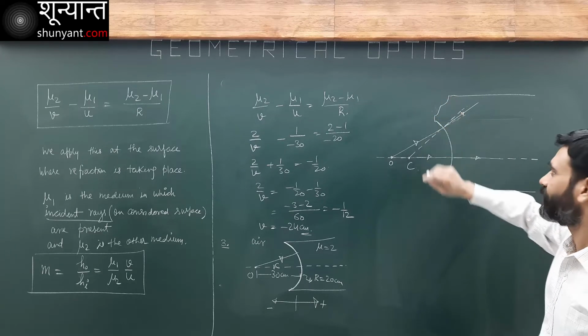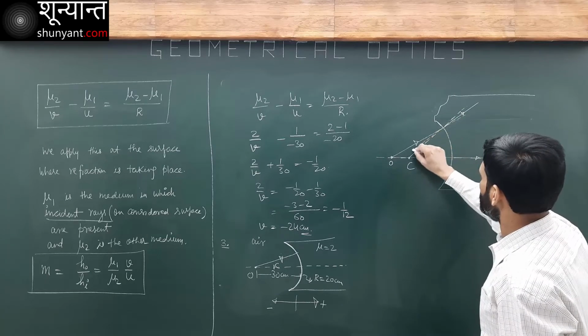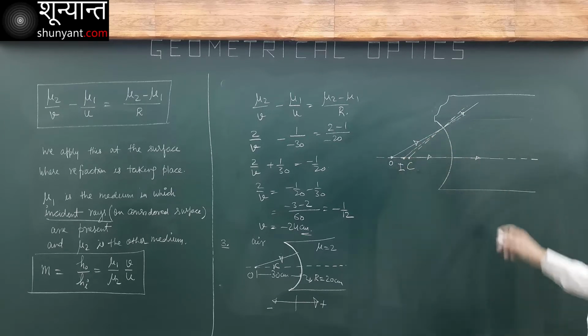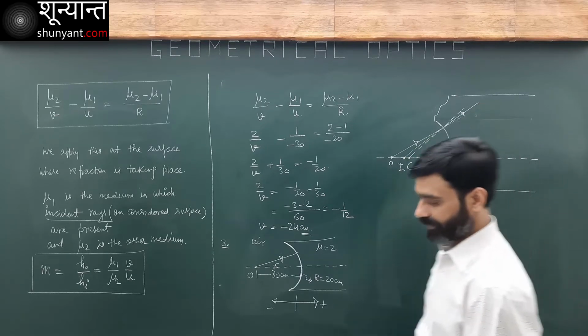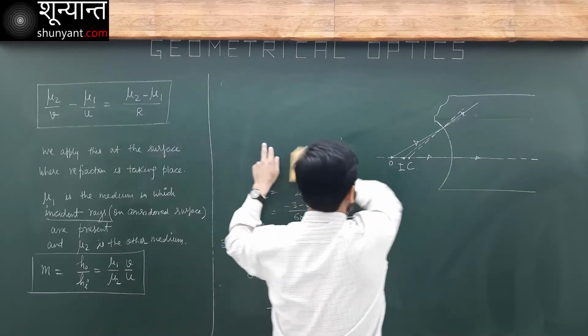It's perfectly fine. So this is going to meet somewhere here. Whenever I extend it backward, this is my image. That's how the image will form. Of course, it is a virtual image. This is the third one. Now let's look at a few more.